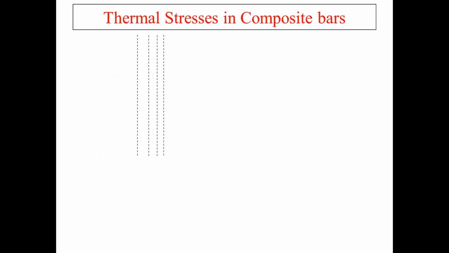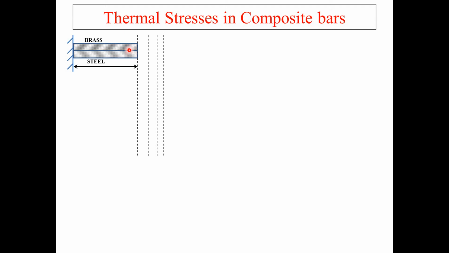Okay. Now take the case of the thermal stresses in a composite bar. For the case of a composite bar, let us take two bars, brass and steel. These are the two bars, and they are composite, so they are joined over here.